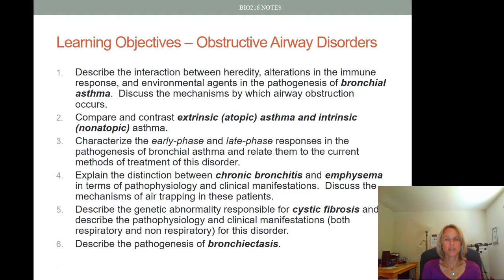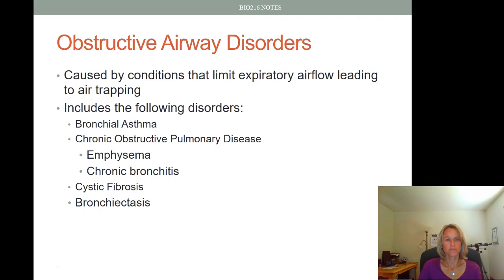Welcome to Topic 6, Part 3. We're going to start a discussion talking about obstructive airways disorders. Obstructive airways disorders are caused by conditions that limit expiration, leading to air trapping.